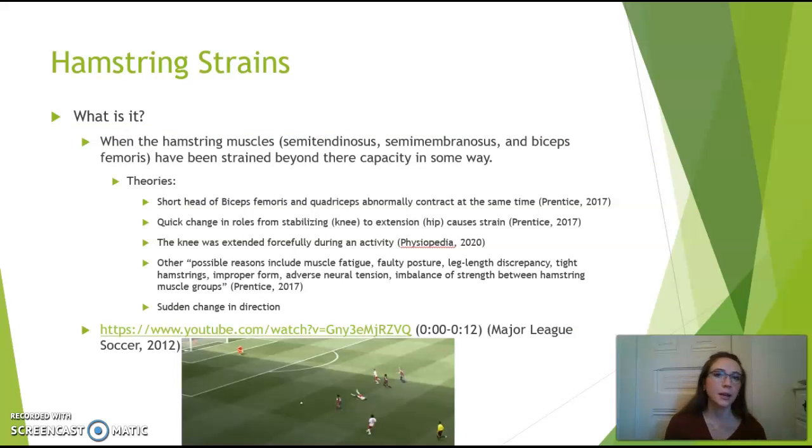Okay, so the thing about the hamstring is that it's 3 different muscles: semitendinosus, semimembranosus, and the biceps femoris. The biceps femoris has 2 heads, the short head and the long head. So a hamstring strain will happen when it's strained beyond the normal capacity in some way, shape, or form. There are many different theories of how this can happen. No one really knows for sure what causes a hamstring strain.